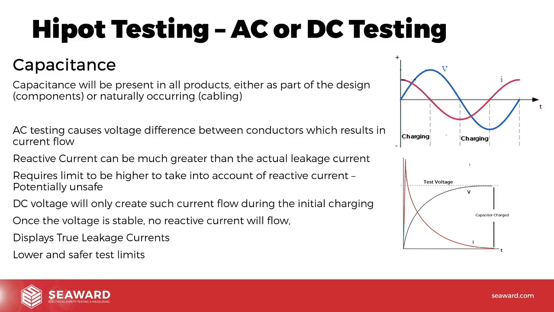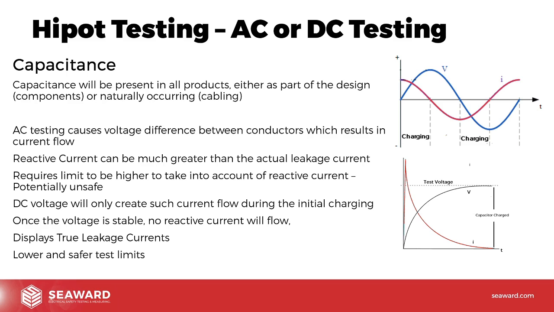So one of the big decisions about whether or not to use an AC or DC test could be the amount of capacitance present within your testing circuit. Now, capacitance is often overlooked, thought of as being just the components. Do we have capacitors in there? But capacitance will be naturally occurring across the entire product, and it's there in anything, from cables sitting next to each other to components. If we consider what capacitance is, a capacitor is essentially two conductors separated by an insulator.